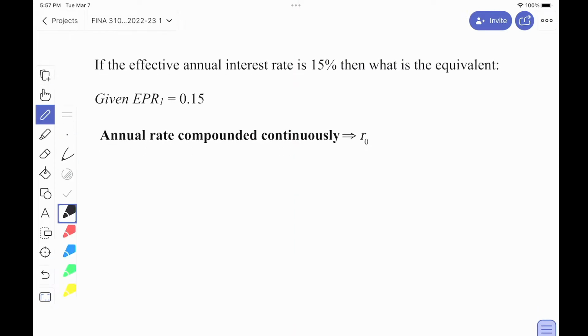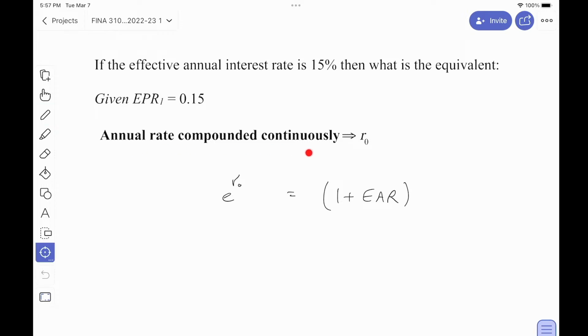Now, I explained to you last class in a string of equalities that the effective annual rate was the same as e to the r0. So that is the annual rate compounded continuously. Now, there's no such thing as an effective continuous rate compounded continuously. We don't speak about that. It's impractical. We only talk about the annual rate compounded continuously. So we've been given the effective annual rate, and we can find, so this reduces, so this is the finance part.